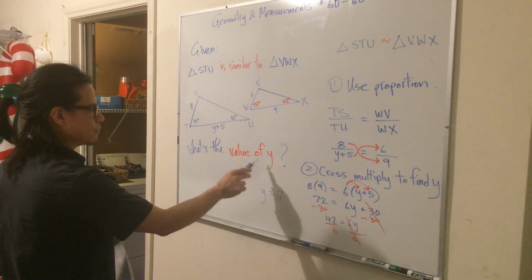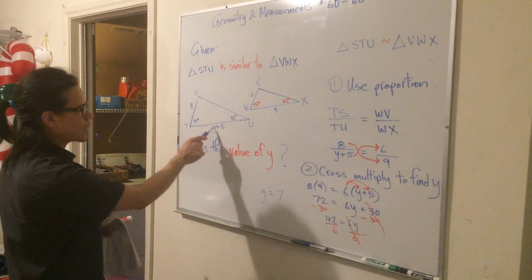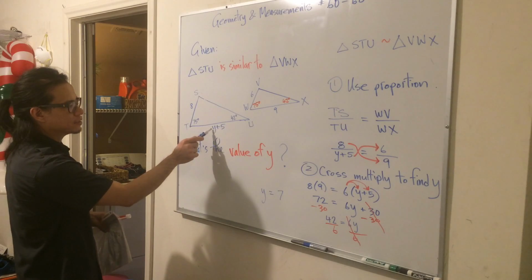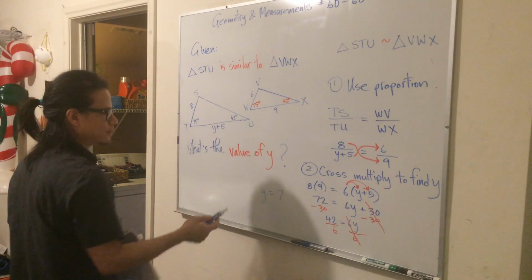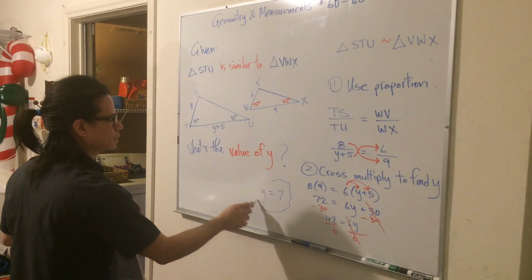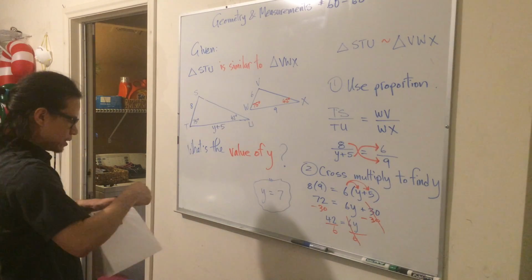Okay, so we've answered the question. The value of y here is 7. So 7 plus 5 is 12. This side has a length of 12. So our final answer is y equals 7.